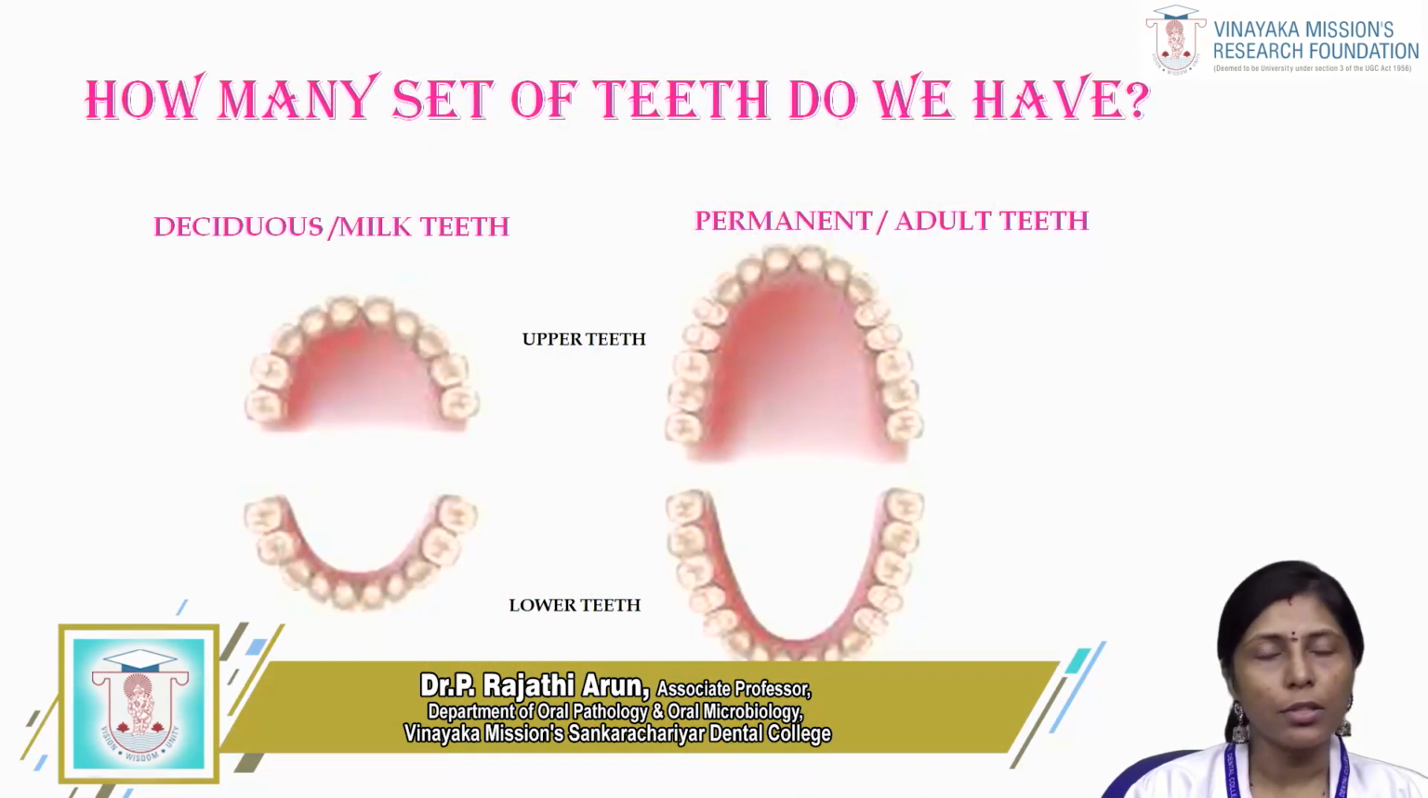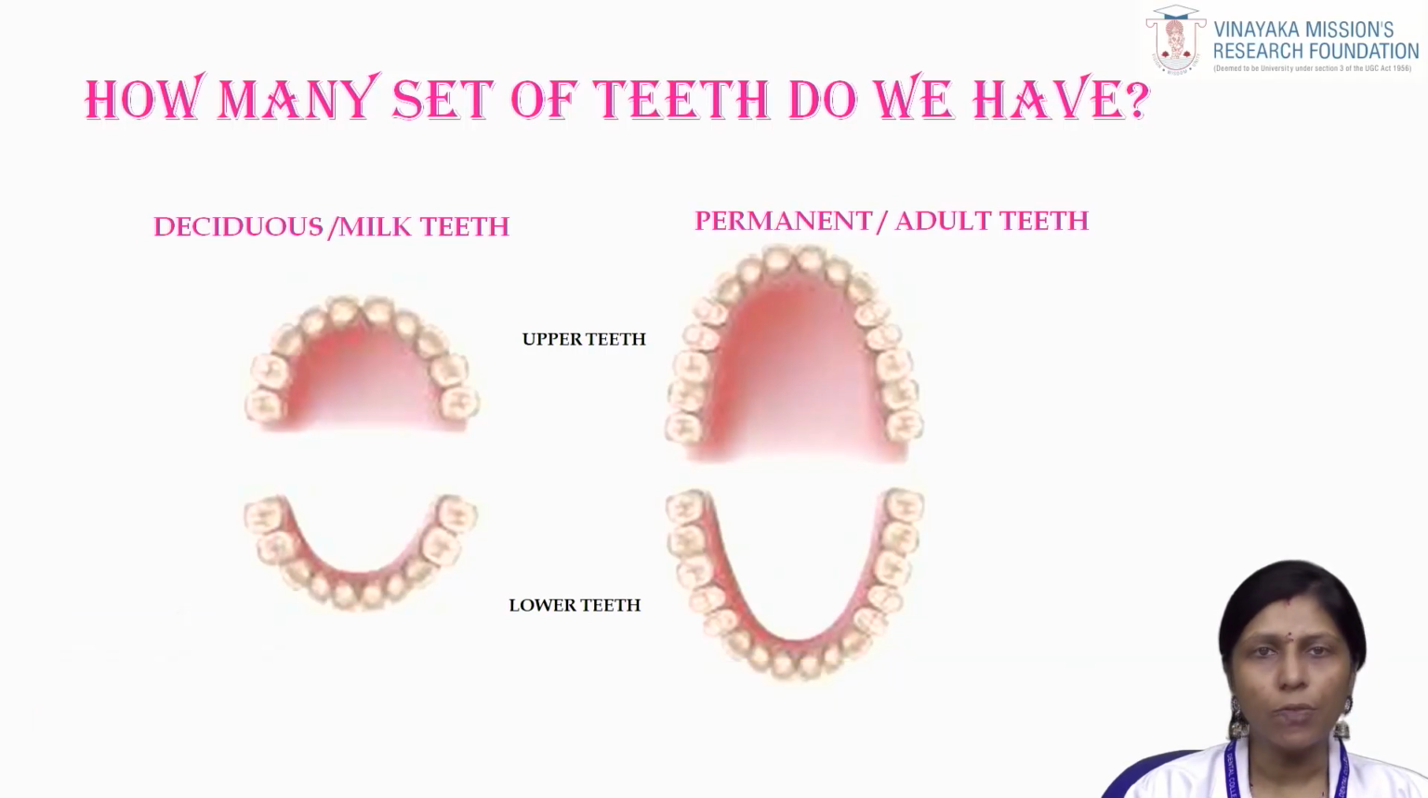How many sets of teeth do we have? Humans have 2 sets of teeth, that is deciduous teeth, which are also called milk teeth, and adult teeth, which is nothing but the permanent teeth. So, we have 2 types of dentition, that is deciduous dentition and permanent dentition. In deciduous dentition, we have deciduous teeth, milk teeth or temporary teeth. In case of permanent dentition, we have all permanent teeth.